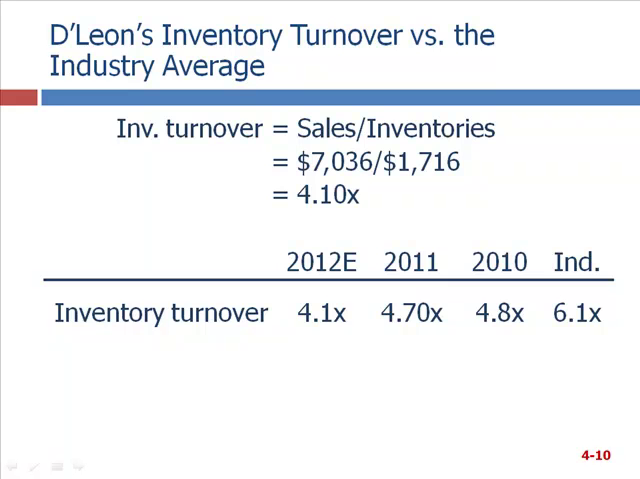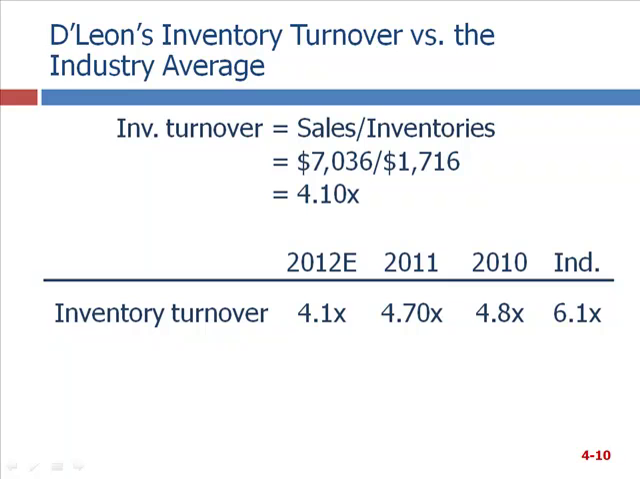Okay, now we're going to move on to the second kind of ratio I talked about, and that's asset management ratios. There are several of these because there are several different kinds of assets that we might want to talk about. First of all, let's talk about inventory. Of course, inventory is an important current asset that must be managed properly.